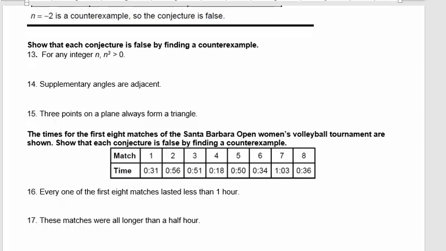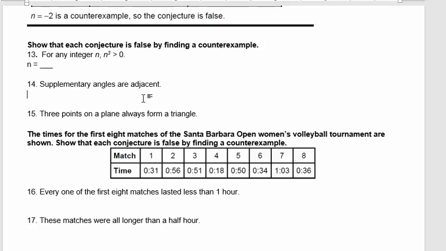So what you need to do on 13, 14, and 15 is find a counterexample. Each of these is false. There's a mistake in all of them, and you need to find a mistake and say how it could be true. So for number 13, it says for any integer n, n cubed is greater than 0. So your counterexample is just going to be one example when that is not true. So let's say n equals 1. Well, that's true. 1 cubed is 1, which is greater than 0. So 1 doesn't work as a counterexample. Try 0, try negative numbers, try fractions. Find an example where when you cube it, it's not greater than 0 anymore.